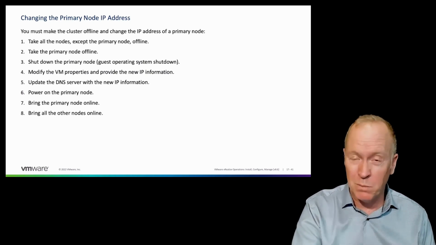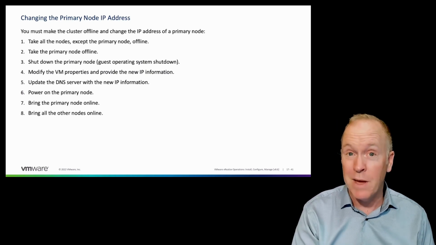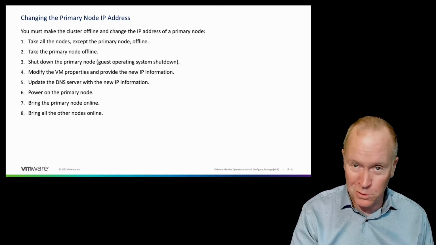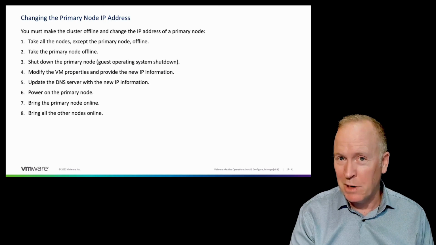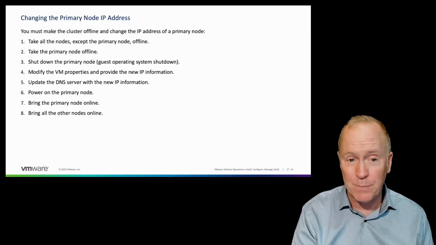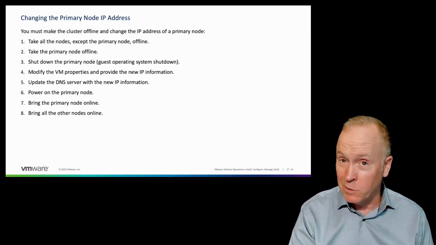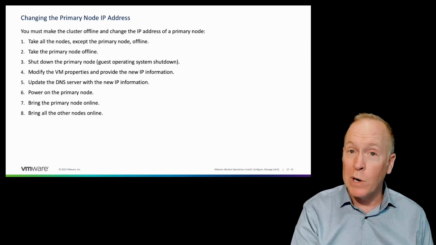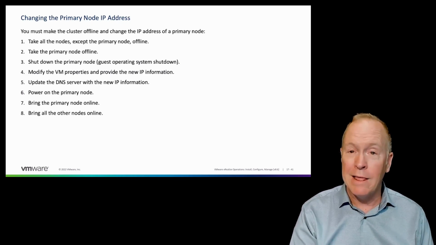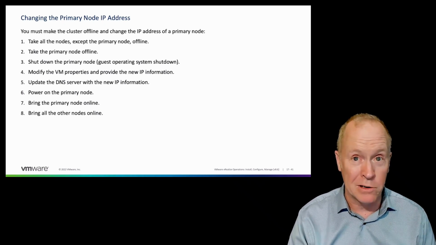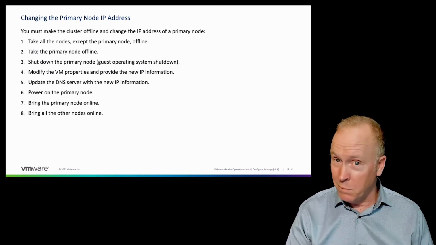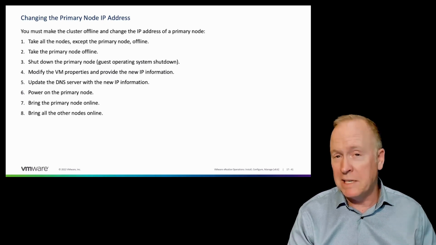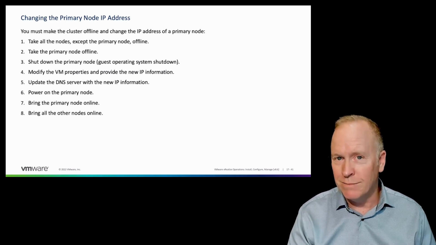On the previous slide, perhaps we should have listed this same step. Updating DNS is useful whether you're changing the IP address of the primary or non-primaries. So update DNS so that it knows the new IP address, then power on the primary, bring the primary online, then you can bring all the other nodes online. Again, the process is a bit more involved when it's the primary node, but essentially it boils down to largely the same steps.